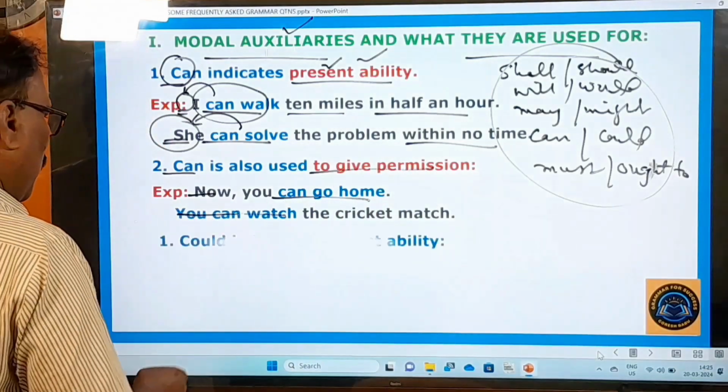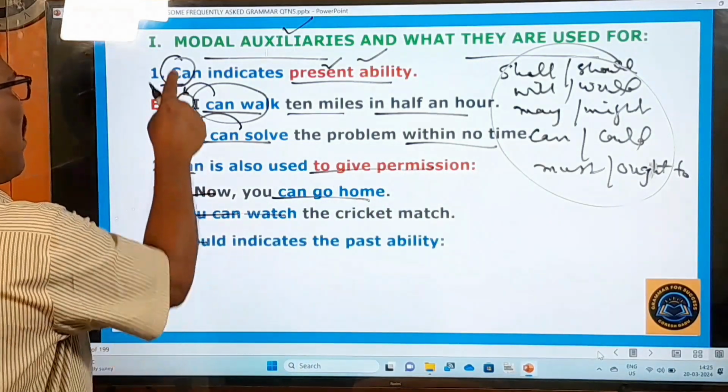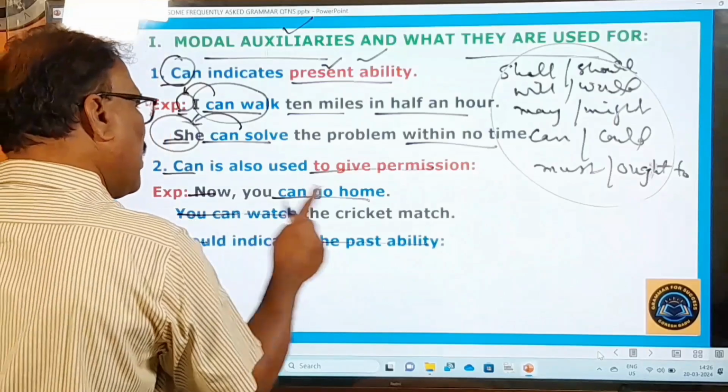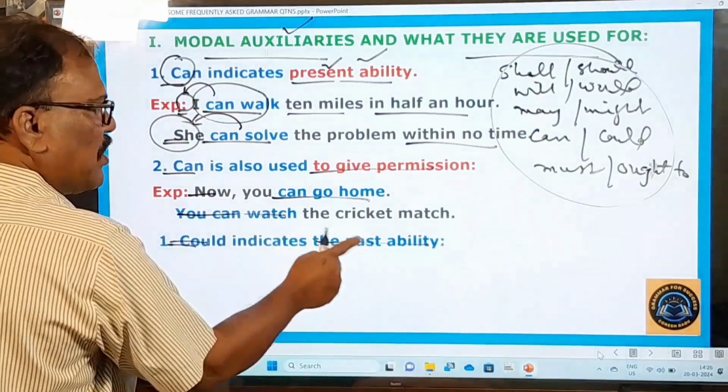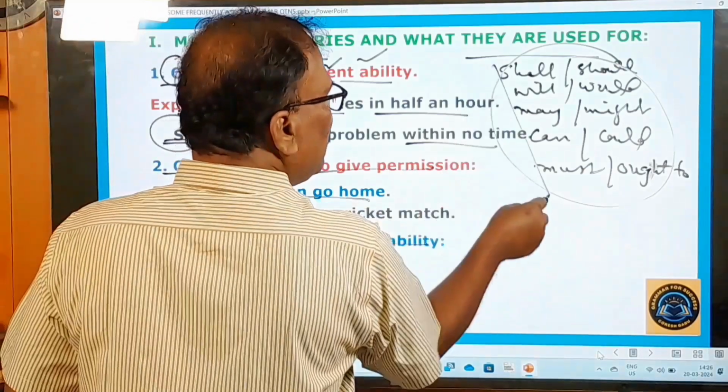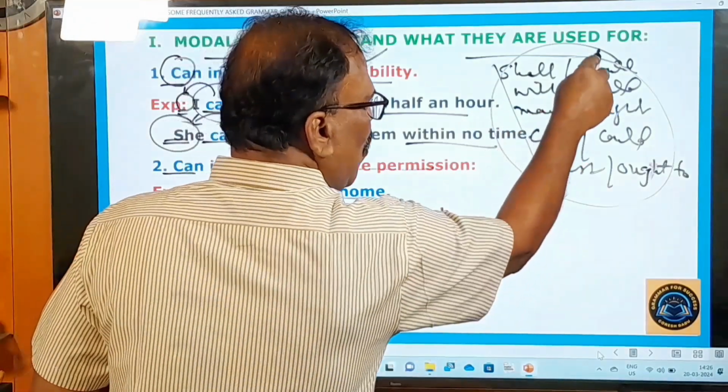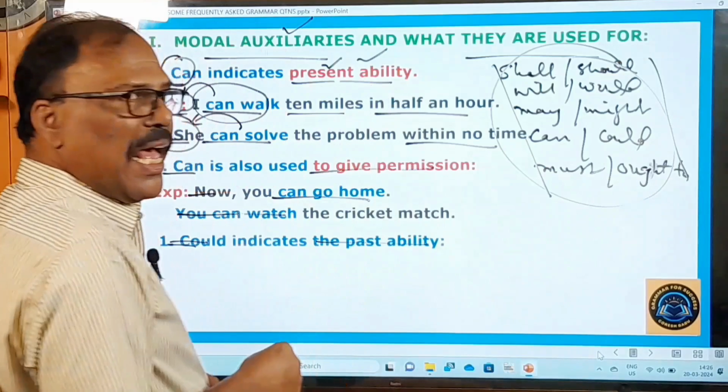And you go to the next one, and could is there. Could is the past tense of can. Could indicates what? The past ability. Can indicates present ability. Could indicates the past ability. These are all present tense modal auxiliaries. These are all past tense modal auxiliaries.